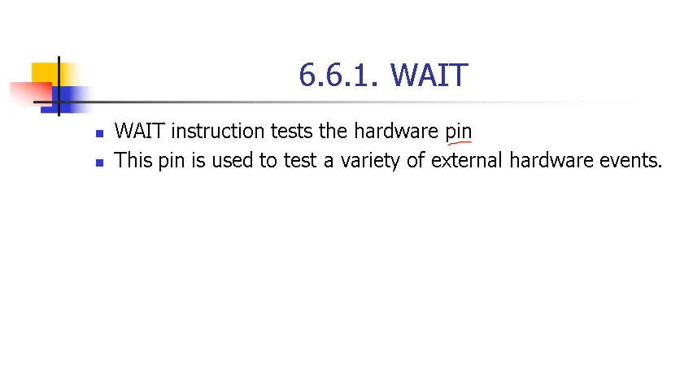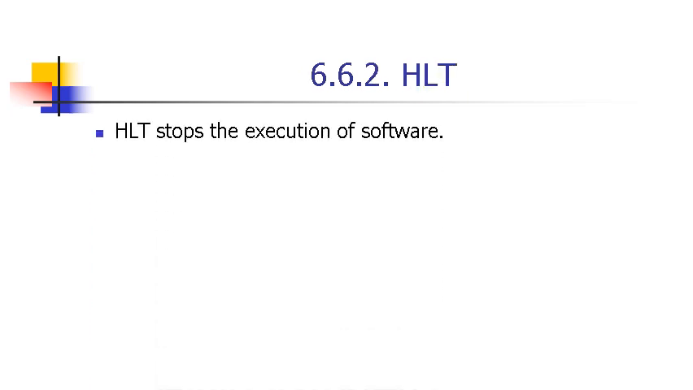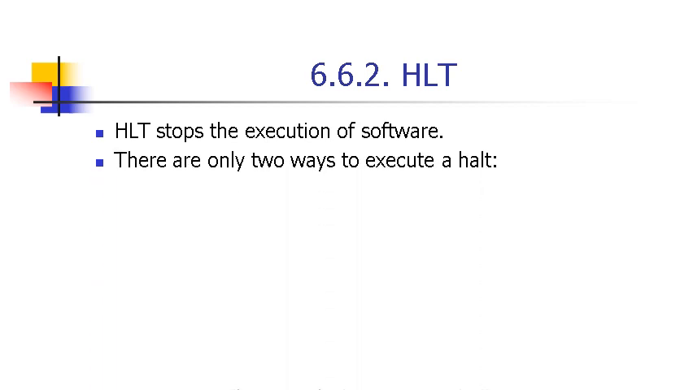So it tests the hardware pin. If the pin is 1, the wait is activated now. Your system will become idle till the wait becomes a 0 again. So it will wait for some time till a 0 is sent to this wait. Halt stops the software being executed, and you can do this by interrupt or you reset your system.